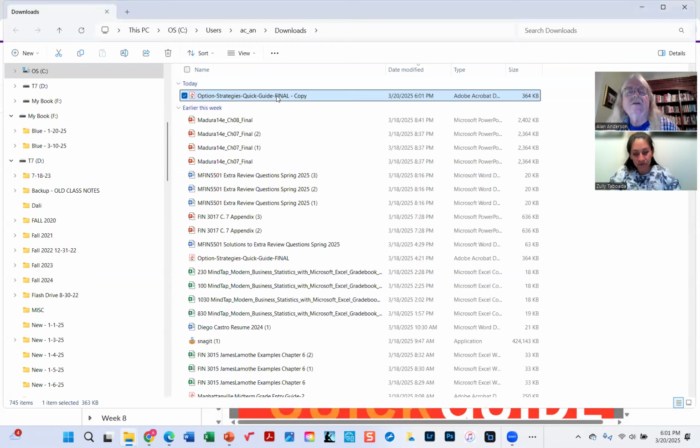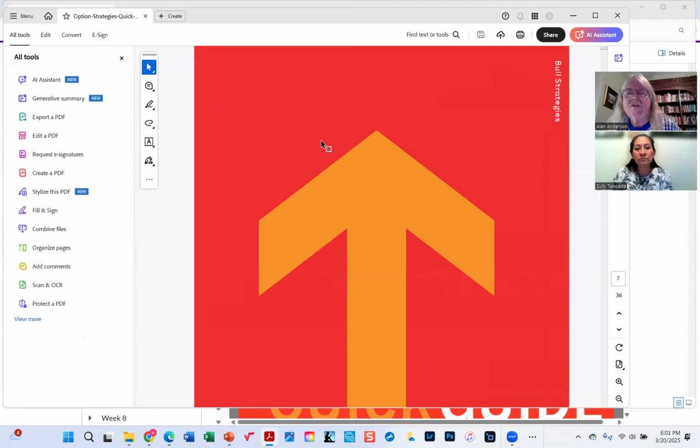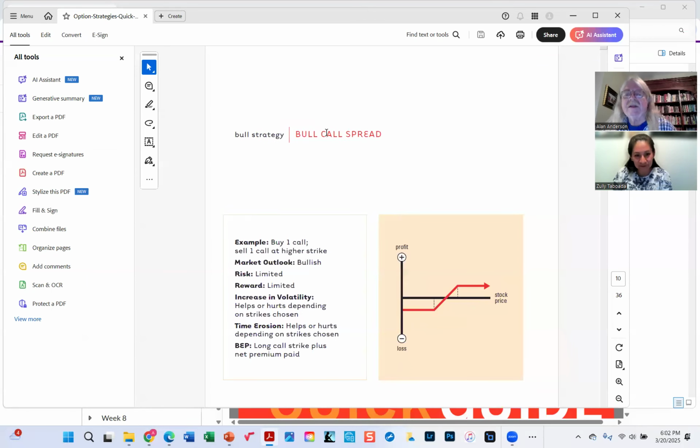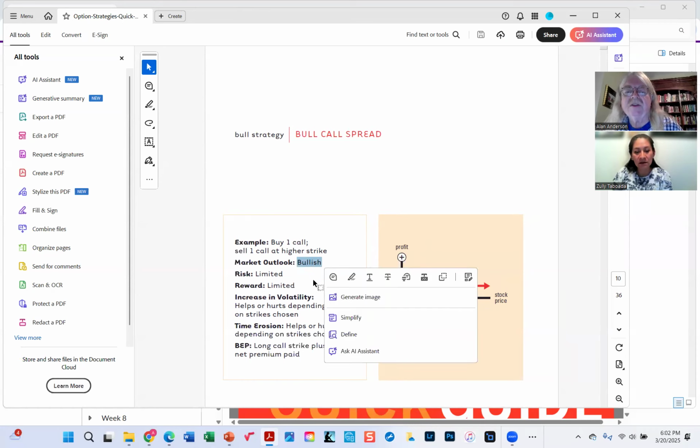Okay, great. So in other words, it's not a long document, but it has a very significant number of these strategies, some of which we did look at. And you can see there's so many to choose from. But what I really like about this document is that it doesn't just tell you how to set it up. It gives you this wonderful little graph, but it also explains what your outlook would have to be for you to set up this position and what kind of risk and reward you're taking.